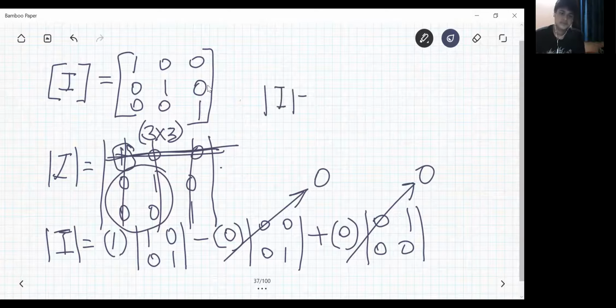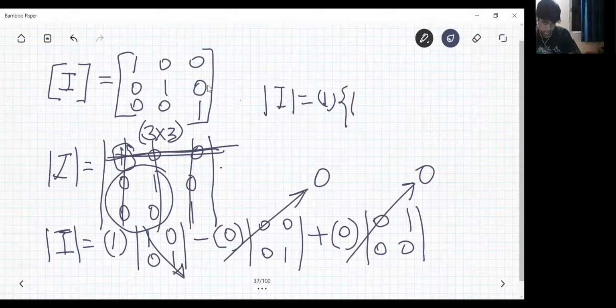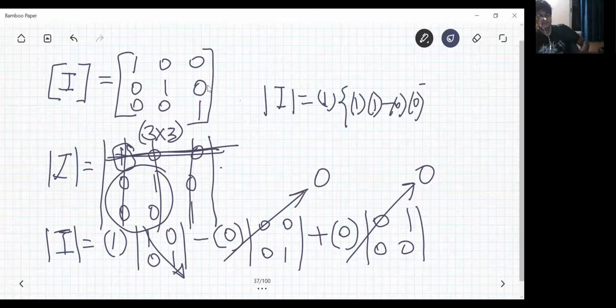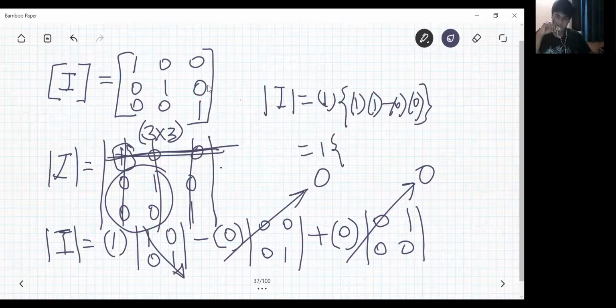Determinant I is equal to 1 into, we multiply the numbers on the principal diagonal, which is 1 into 1, minus multiply the numbers on the secondary diagonal, 0 into 0. 1 minus 0 is 1. So that means it is 1 into 1 minus 0. That means you will get 1.